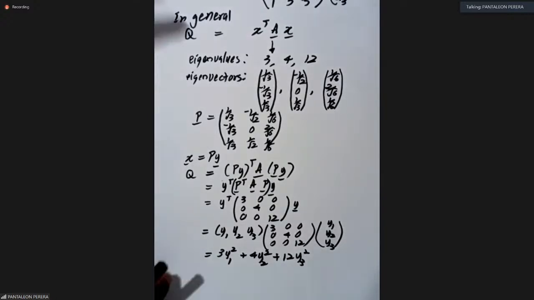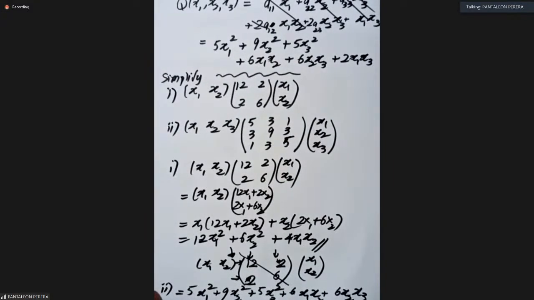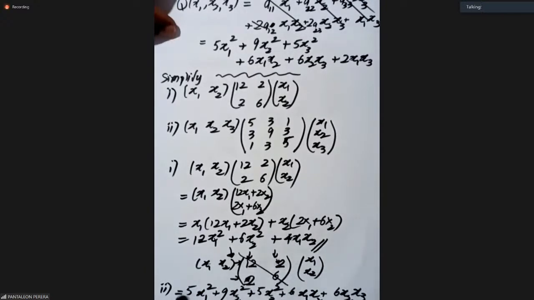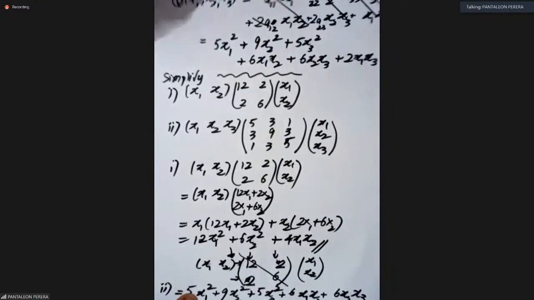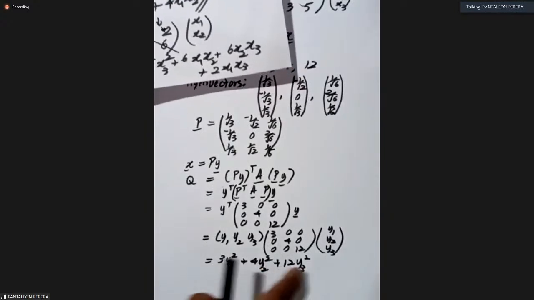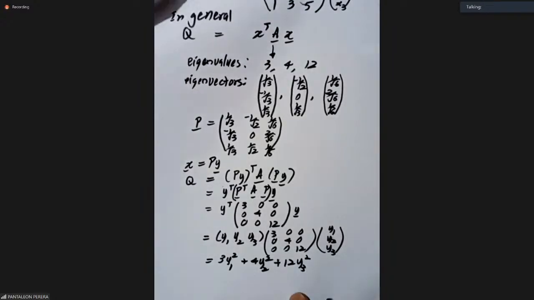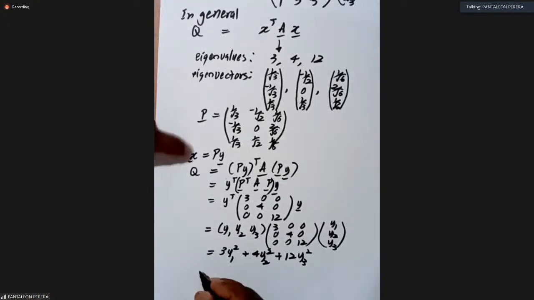Now we have a little problem because it was given in terms of x. Now this was the given quadratic form. So now it is in terms of y. If I ask you to write this in terms of x1, x2, and x3, how do you write it? Now this is the transform, right? X is equal to Py.